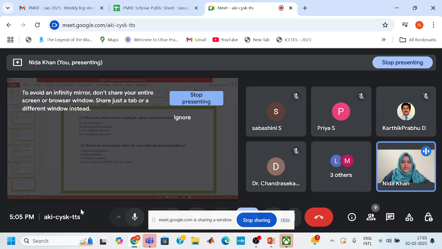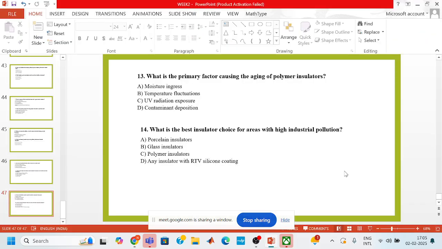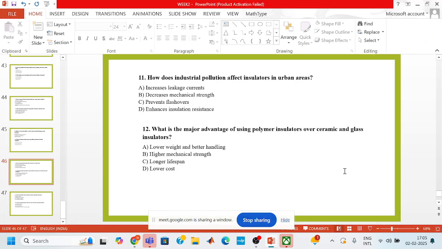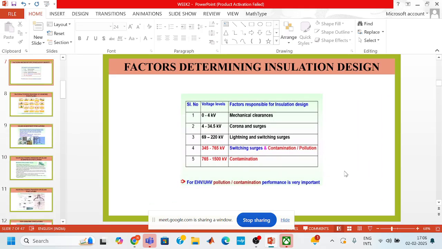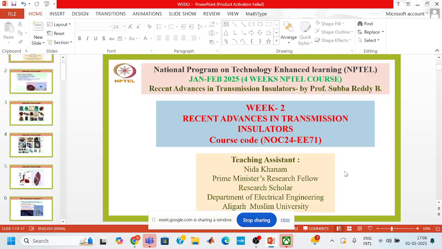Okay, the correct answer is D, that is any insulators with RTV silicone coating. This is for high industrial pollution. Okay, so now done for today. We have discussed several types of insulators, field experience, manufacturing process, design criteria, and environmental effects.